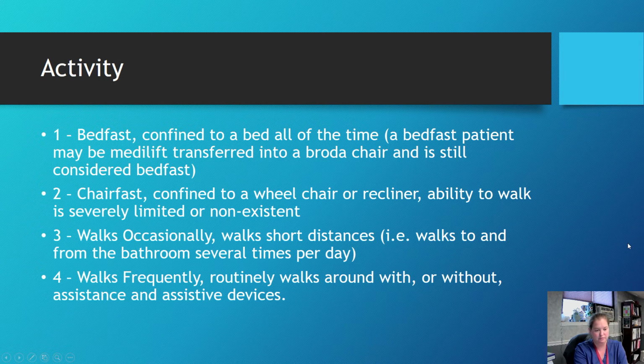Activity, again, 4 sections to code, or 4 choices for how to code. So you can have a resident who's bedfast, who's confined to a bed all or most of the time. A bedfast patient may be a Medilift transfer. A Broda chair is still considered bedfast. So if a resident is Medilifted from bed and when they get up, they're primarily in a Broda chair, that is a bedfast patient. Chair fast would be a wheelchair or recliner all the time.